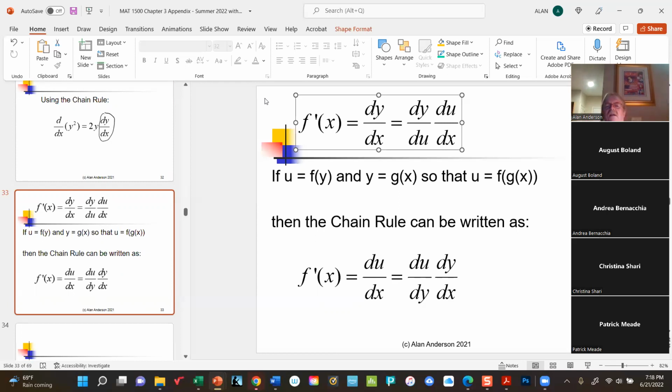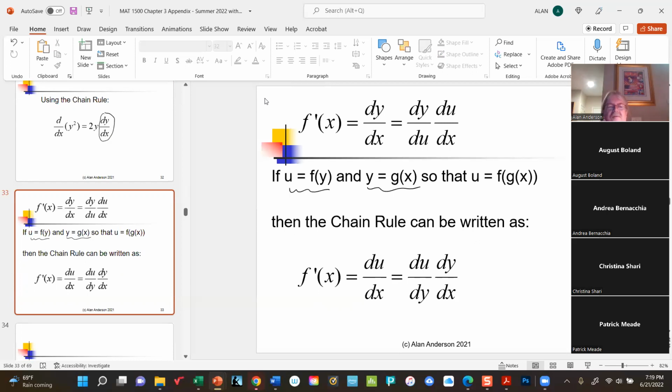What we're going to see here is that we're going to assume that this u is a function of y, and y is a function of x. So therefore, u is the composite function in this case. u is a composite function f of g of x. So that being the case, we can rewrite this a little more conveniently as du/dx equals du/dy times dy/dx. Realistically, it's the same thing. We just changed the letter slightly.